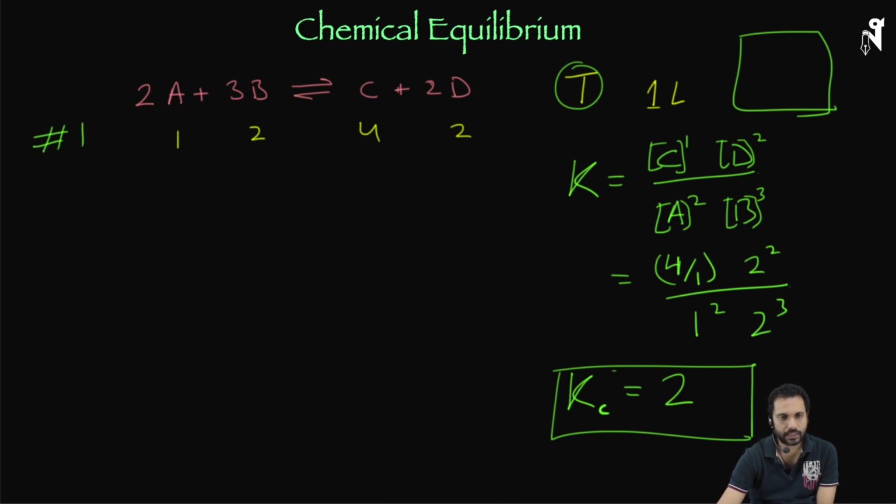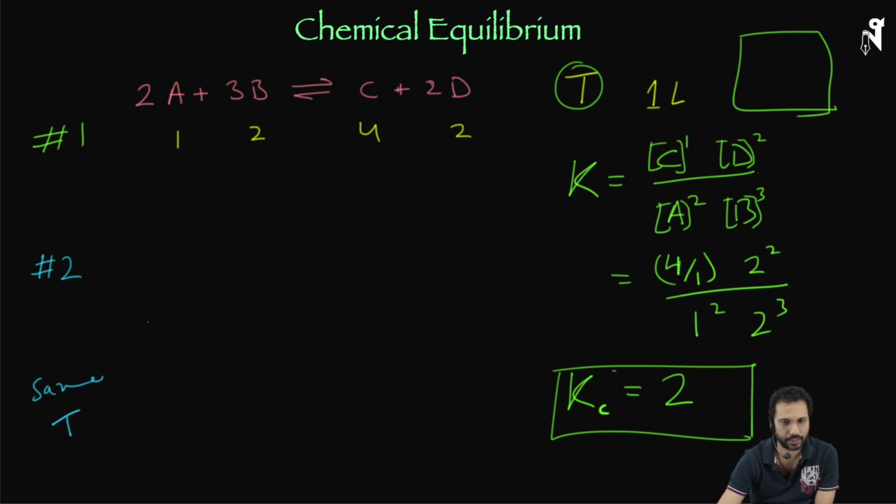Now let me give a second question based on the same reaction. It's the same reaction. Now somebody is performing the reaction somewhere else at the same temperature as earlier, and he says that at equilibrium, when nothing is increasing and decreasing, it is 1 mole, 2 mole, 4 mole and 2 mole for the first guy.